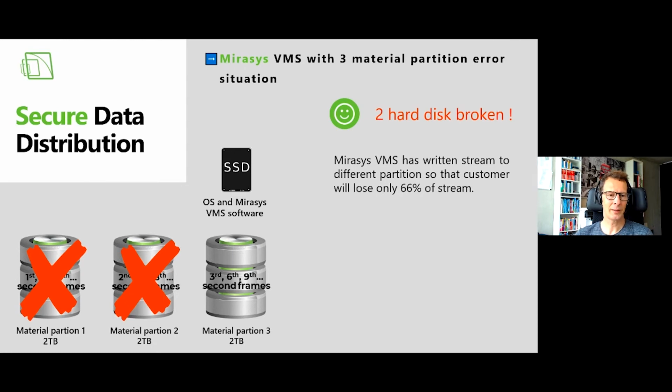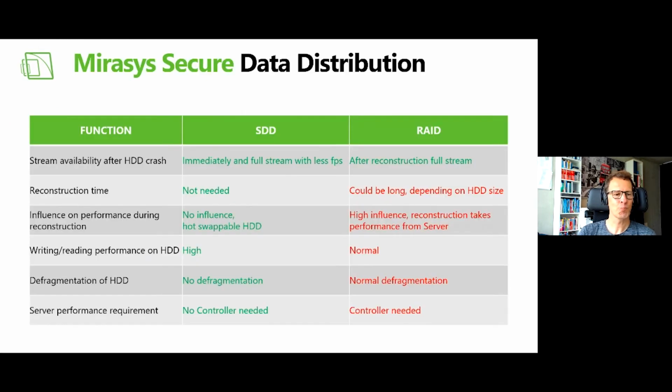What are the advantages and disadvantages between a RAID system and our SDD? First, stream availability after a hard disk crash. In the SDD, you have immediate access to the streams because there is no interrupt. You have the full stream with fewer frames per second, but still you have a stream, and that's very important. If you have 25 frames per second, for example, and 5 hard disks, you're losing only 20%. You have lost 5 frames per second.